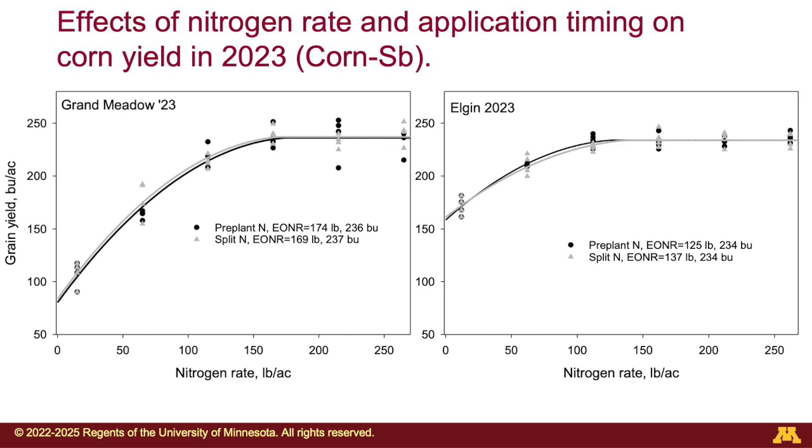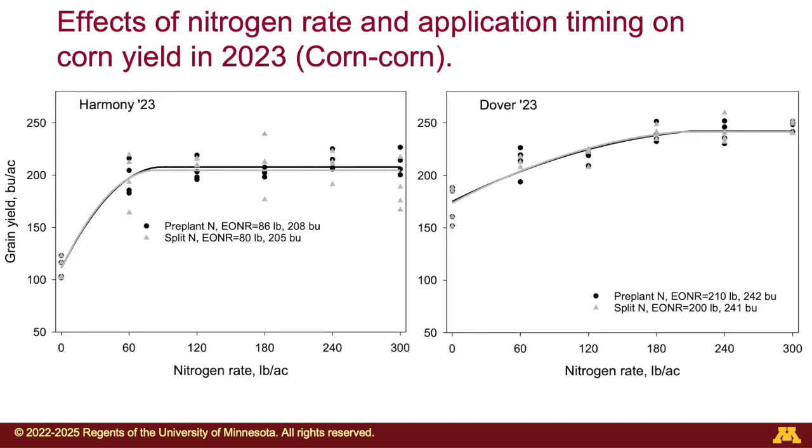The responses from N rates or optimum N rates to yields are virtually identical for both of these sites. There is some difference in total N need. The Grand Meadow site almost always needs more N than the Elgin site, which is a D+, 125 to 137 versus 169 to 174. We look at the corn on corn sites. This Harmony site was really unbelievable. 80 pounds produced about 200 bushels, and there really wasn't a lot of carryover residual nitrate in that field from the previous year. It was just a very unique situation.